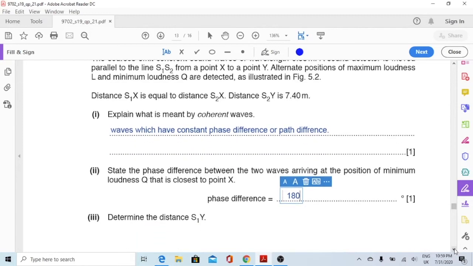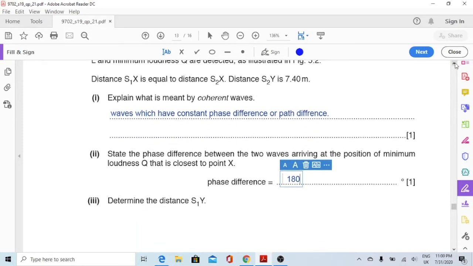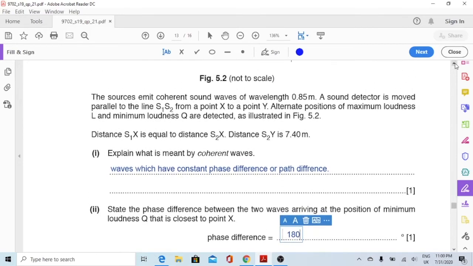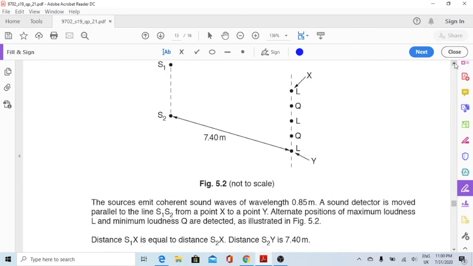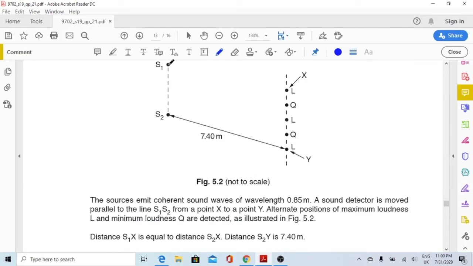Now part 3, determine the distance S1y. This is what they're asking, S1y. The distance traveled by the sound wave from source 1, you have to calculate that distance. Now, the distance traveled by the sound wave from source 1 to L is equal to the distance traveled by the sound wave from source 2 to L.